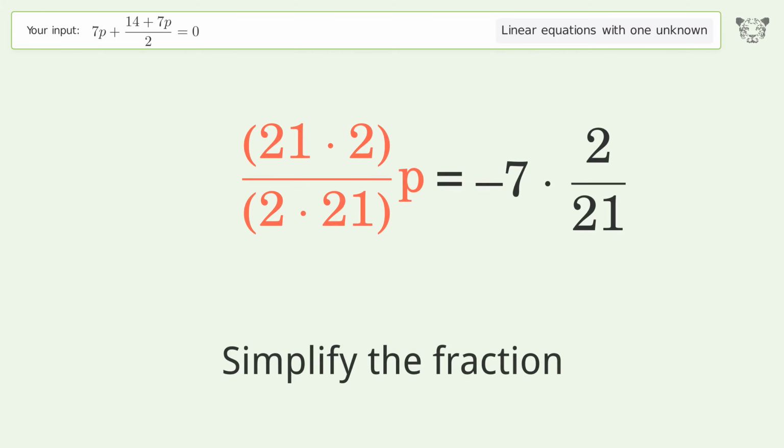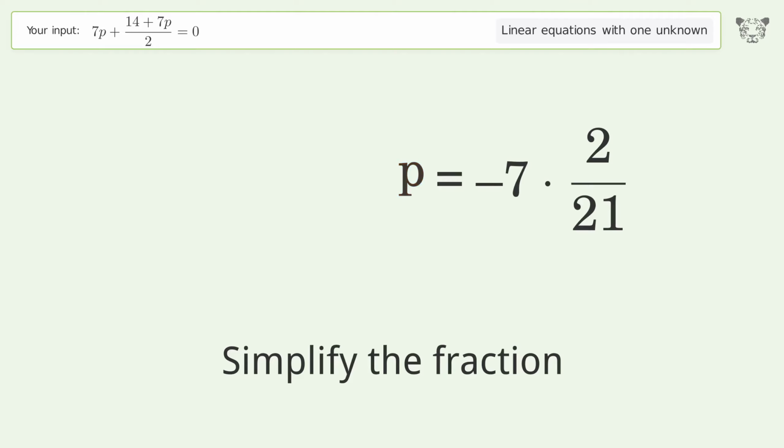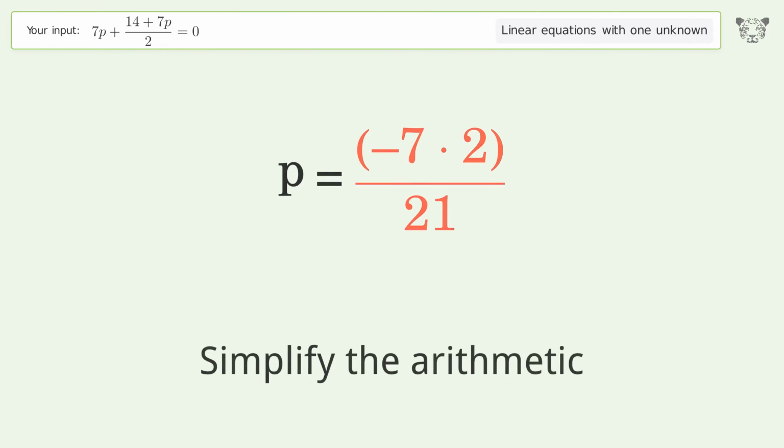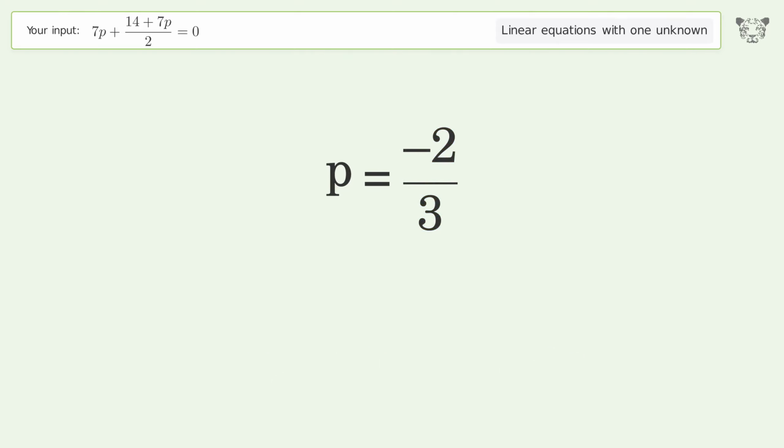Simplify the fraction. Multiply the fractions. Simplify the arithmetic. And so the final result is p equals -2/3.